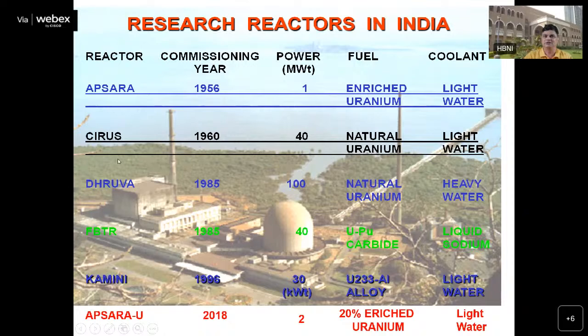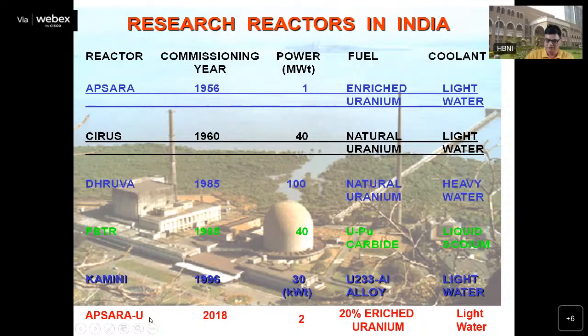So these are the reactors: the Apsara, the 90. Of course, now we have decommissioned it. That was the first reactor in India and it was used mainly for neutron activation analysis. Then we have Cirus, producing 40 megawatts of power using natural uranium. Then Dhruva, which is 100 megawatts. And then we have the BTR, again using uranium plutonium carbide fuels.